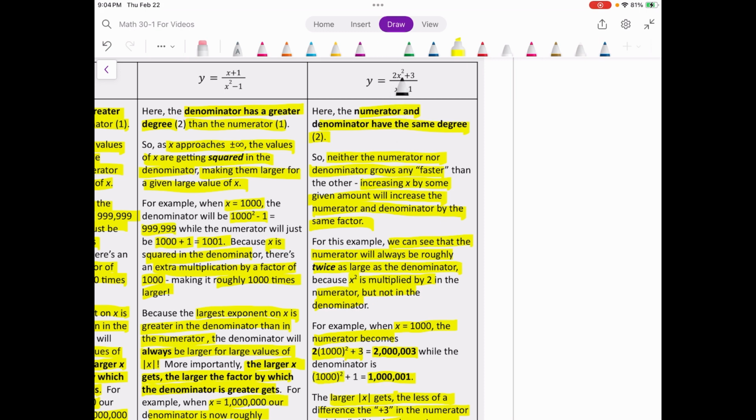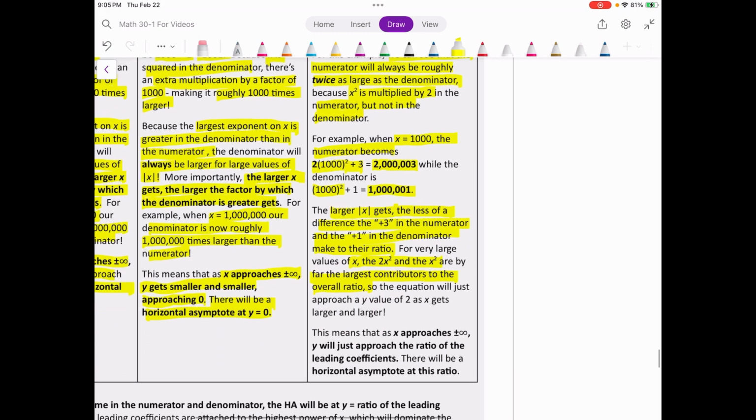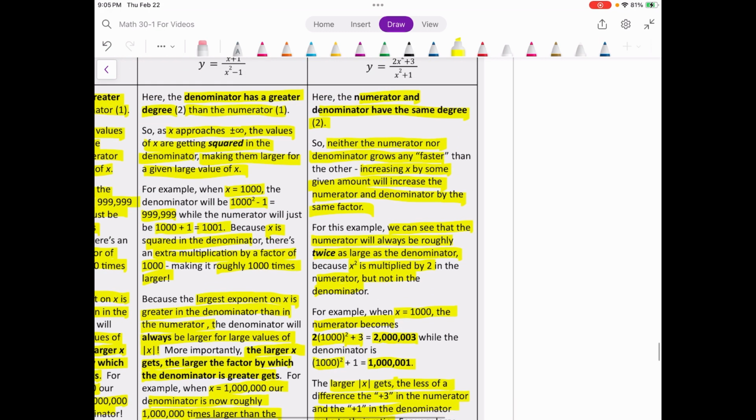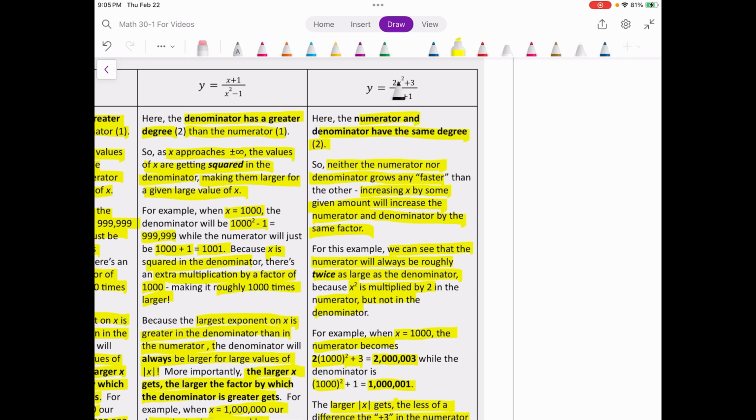So like 2 million and 2,000,003 really aren't that far off in the grand scheme of things, right? 2 million divided by 1 million versus 2,000,003 divided by 1,000,001. The +3 and the +1 don't make as much of a difference. So what are we really approaching? What's dominating the behavior of this function, or the size of this numerator, as x gets very large? It's the 2x squared, right? That's by far the biggest contributor to the size of the numerator.